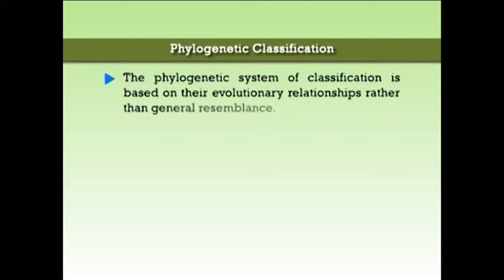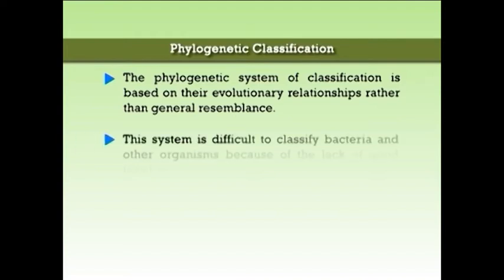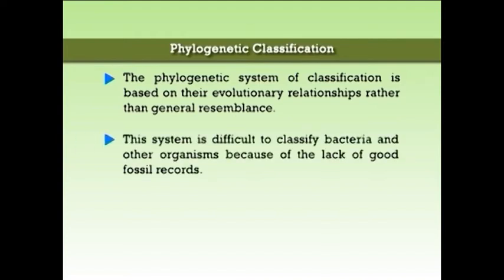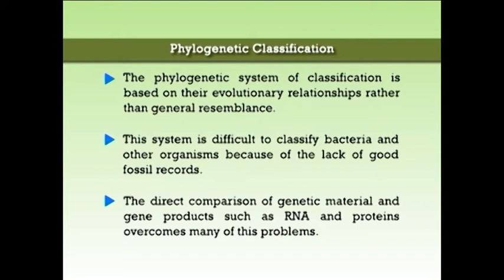Next, we'll see phylogenetic classification. The phylogenetic system of classification is based on evolutionary relationships rather than general resemblance. This system is difficult to apply to bacteria and other microorganisms because of the lack of good fossil records. So, the direct comparison of genetic material and gene products such as RNA and proteins overcomes many of these problems.